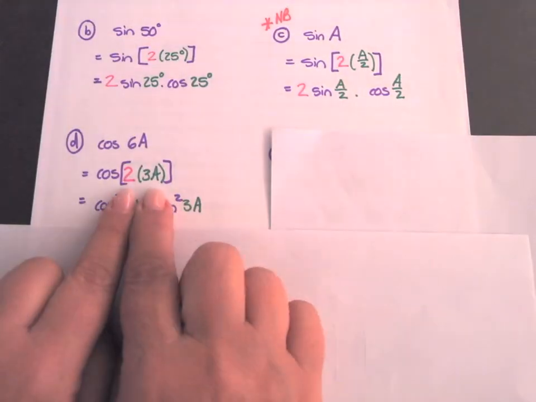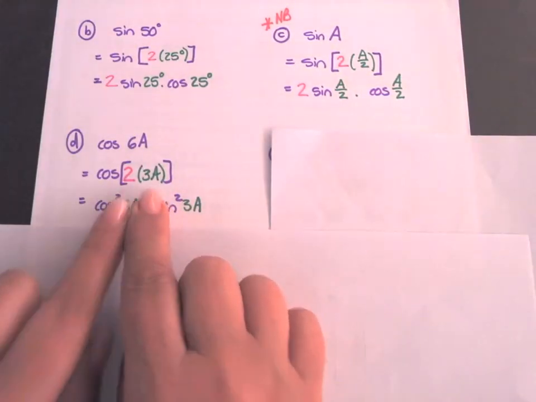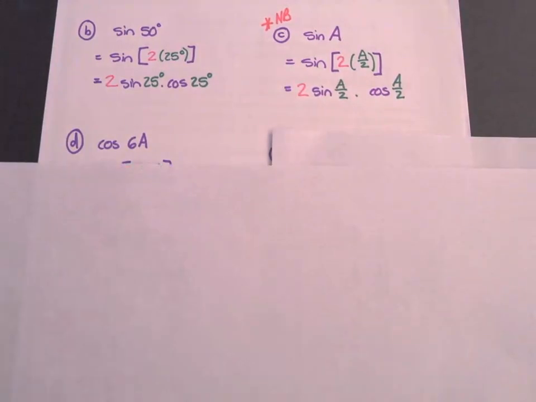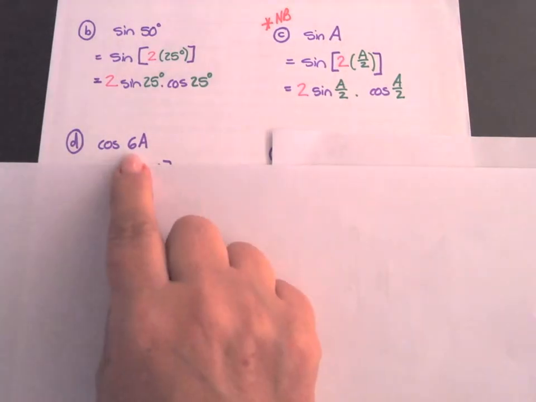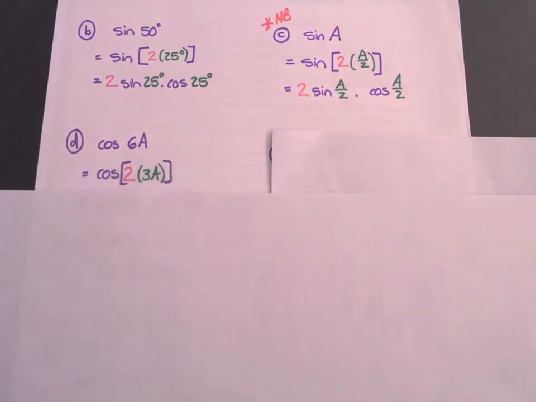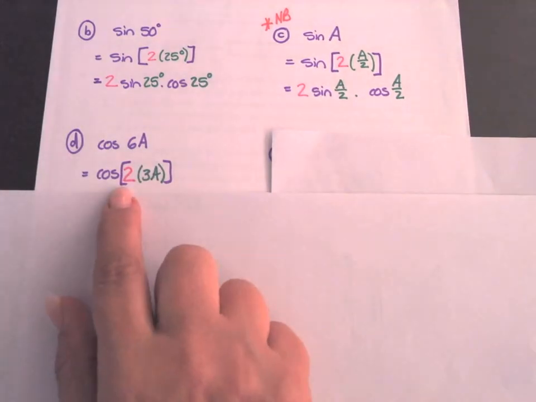Okay, are you here? Okay, let's start again. You have to concentrate now. The 6a, we must split it into 2 times something. 2 times 3a. Okay, now we have 3 options with double angles in cos.